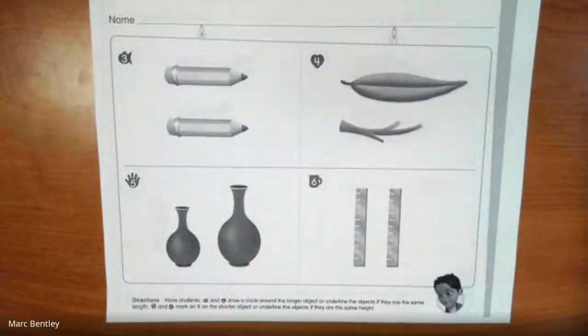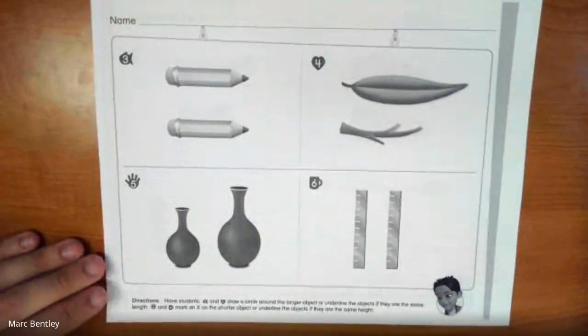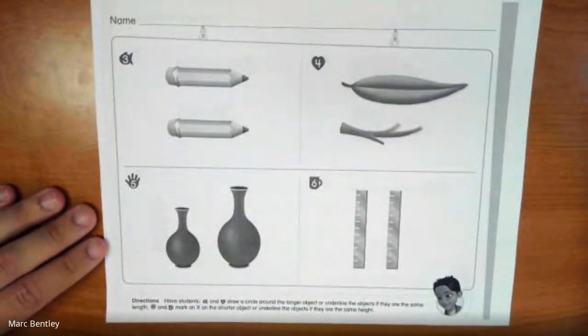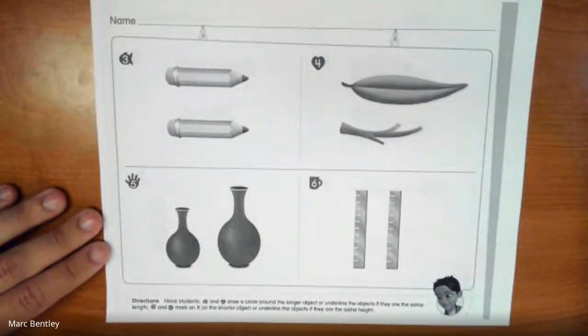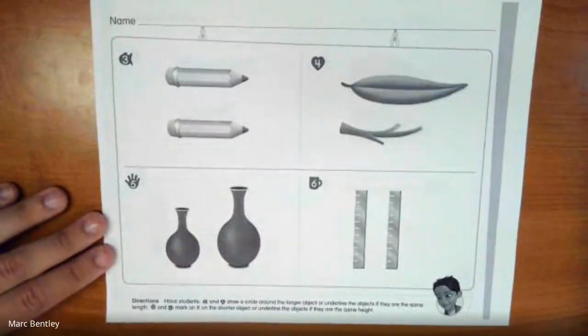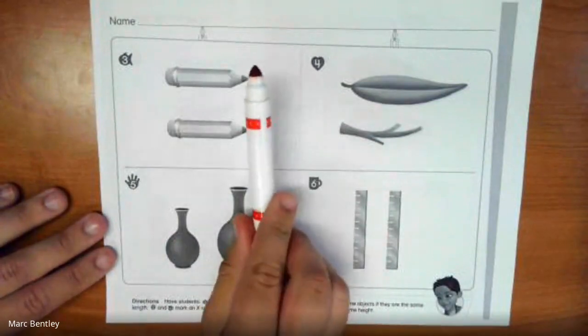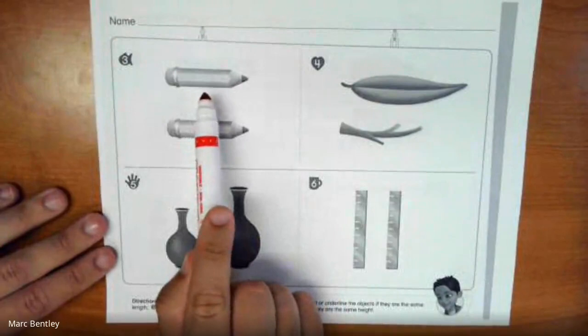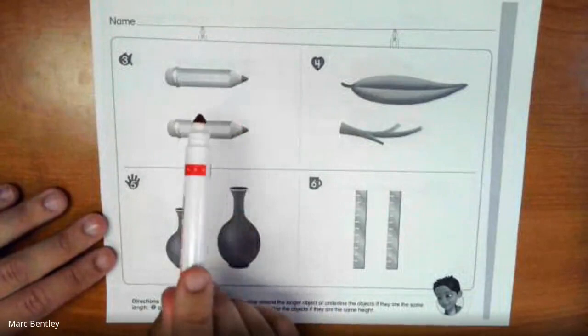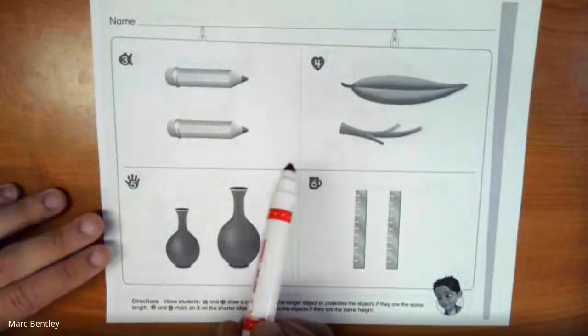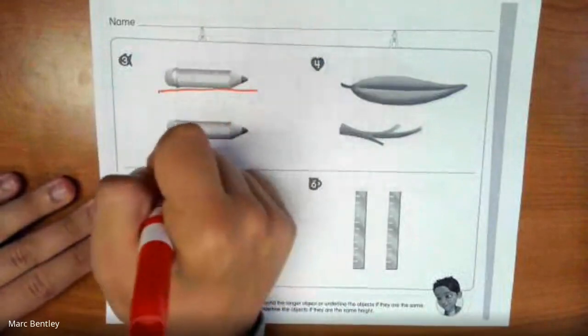Turn the page. So here, for these next ones, we have to draw a circle around the longer object, or underline them if they are the same. So here, we've got 2 pencils. Which one is longer than the other? Well, if we look, they look like they are exactly the same length. So this pencil and this pencil are the same length. So I am going to underline each pencil.